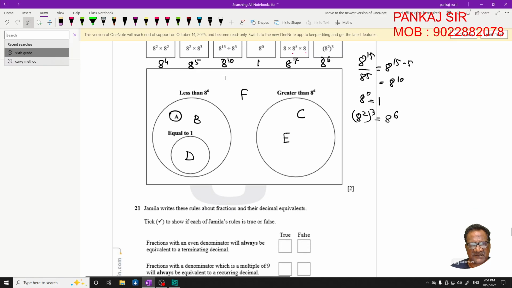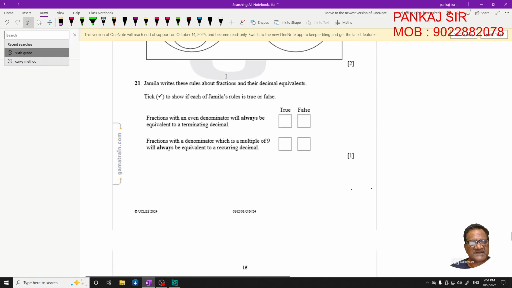That was question number 20. Question number 21: Jamila writes these rules about the fraction and their decimal equivalence. Okay, tick mark whether it is true or false. Now, fractions with an even denominator will always be equivalent to a terminating decimal. Okay. Now she says that a fraction with some even denominator.